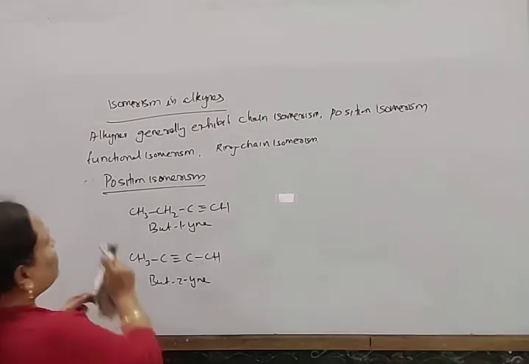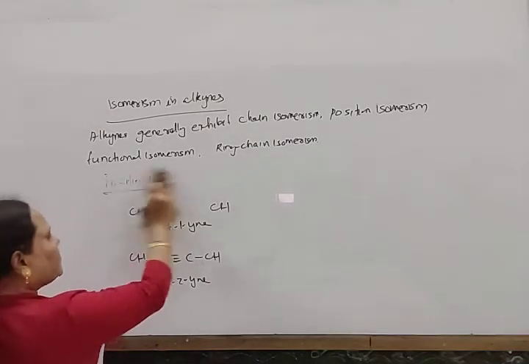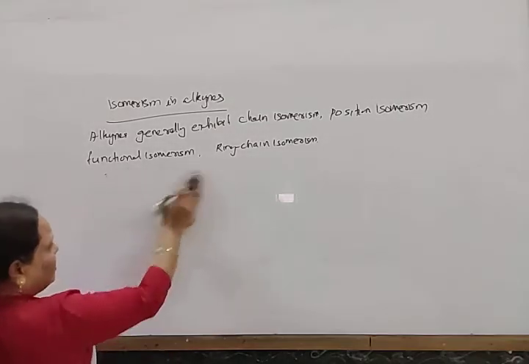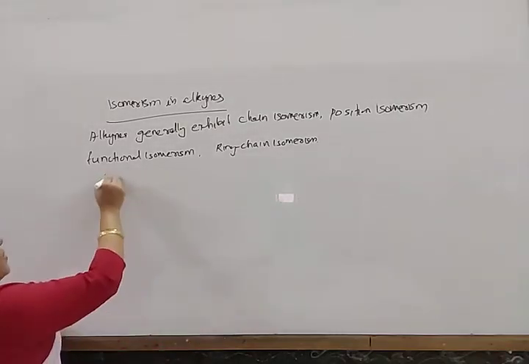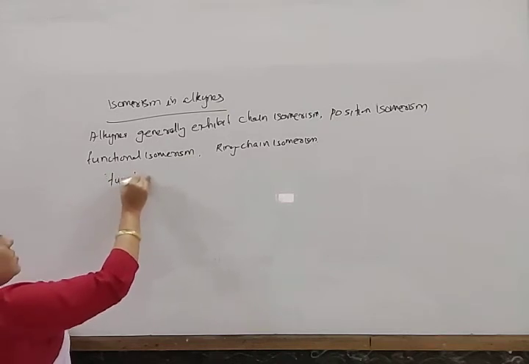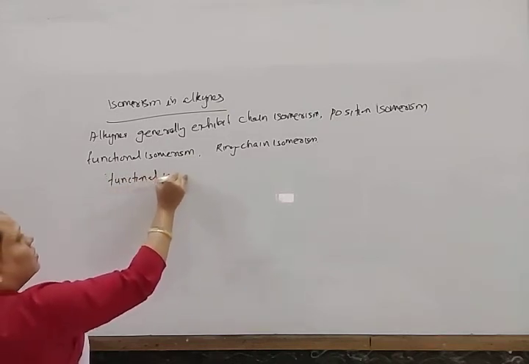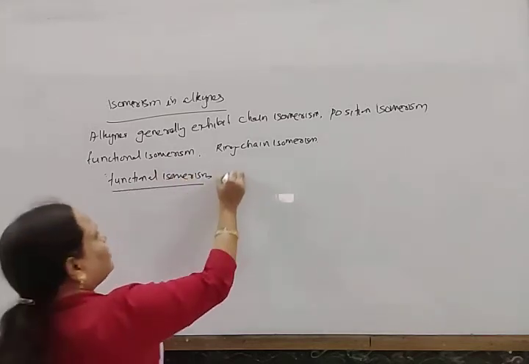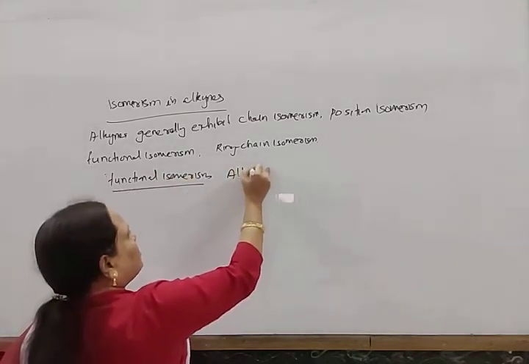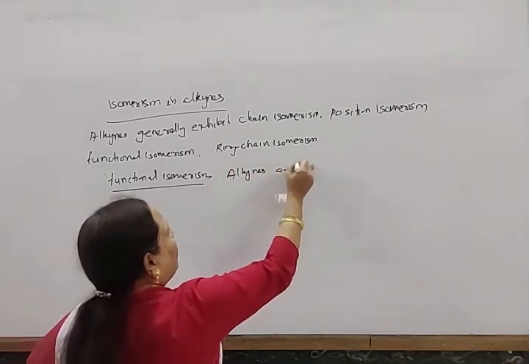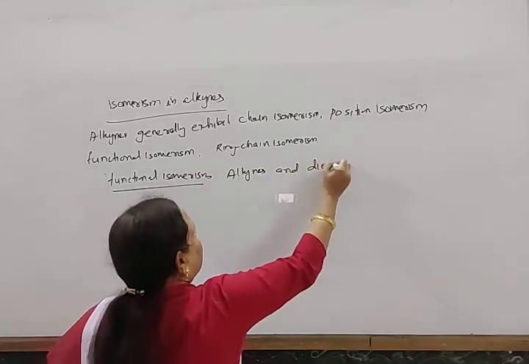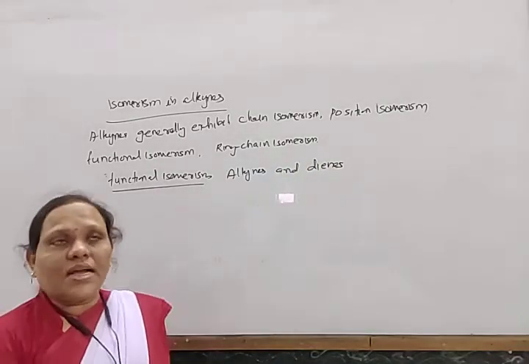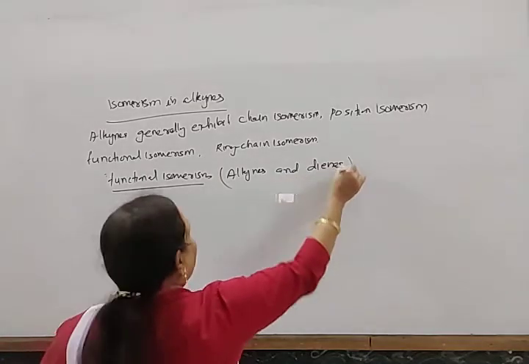Okay, so next come to functional isomerism. Alkynes exhibit functional isomerism with dienes, that means two double bonds.